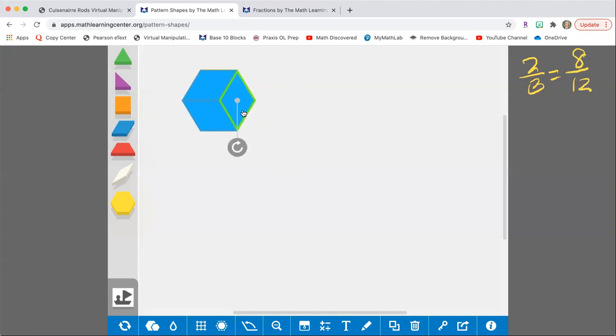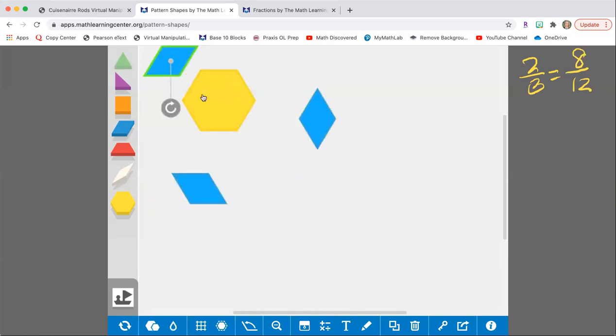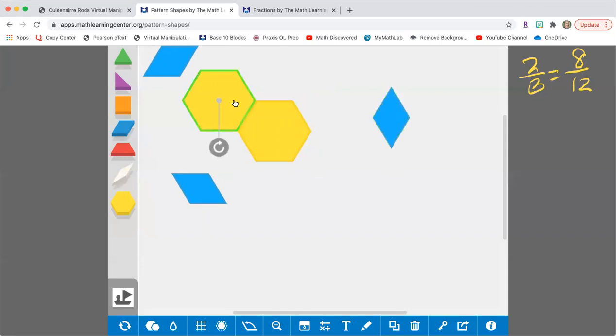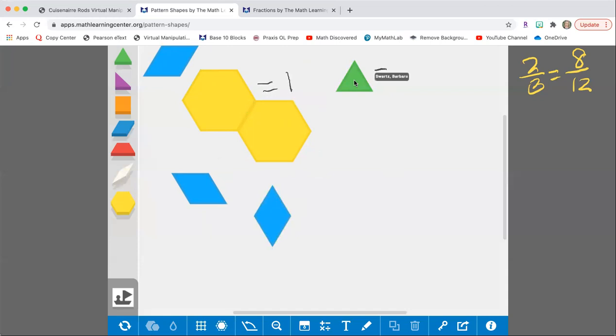Well, we can't cut up into 12ths, right? The smallest one we have here would be the triangle, and that would only be 6 in there. So let's define the whole so that way we can create 12ths. And if we know 6 triangles are in the one hexagon, then 12 triangles are in 2 hexagons. So this is, again, those partitioning and iterating activities. So these 2 hexagons are our whole, which means this one triangle is 1/12.